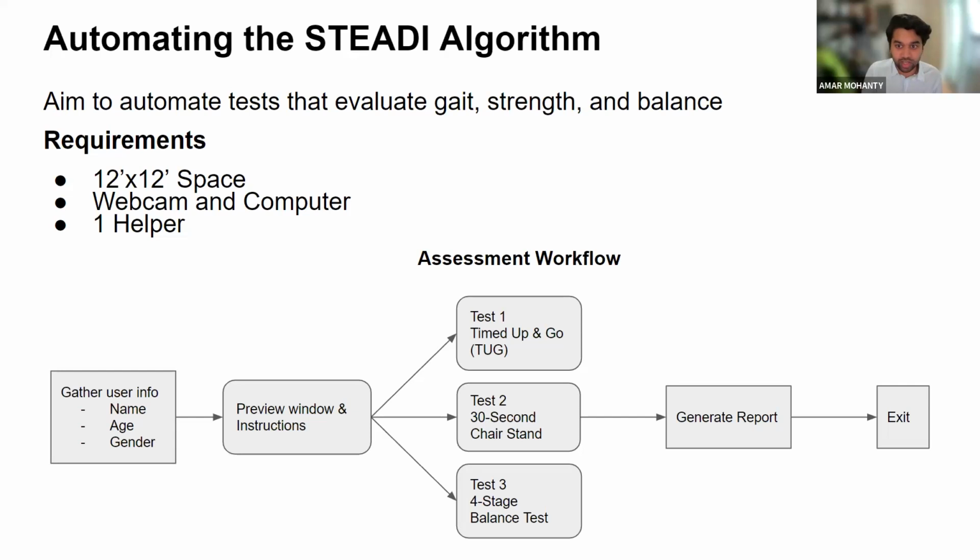As shown on the slide here is our workflow of our algorithm. We will ask the user to input information about themselves, and they would get a preview window describing the test and ensure that they're in the frame. After the user performs each of the 3 tests, we'll automatically generate a report detailing if they're at risk of falling. Here's an example of the output of our sample report.